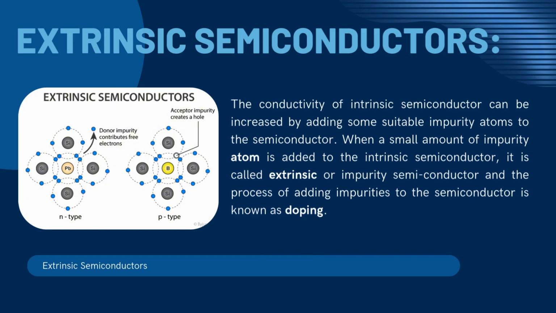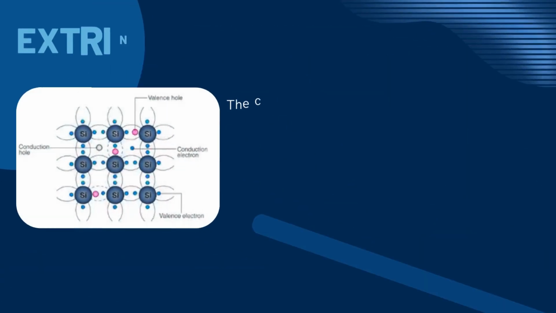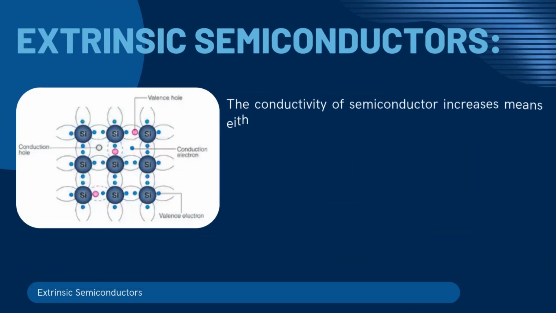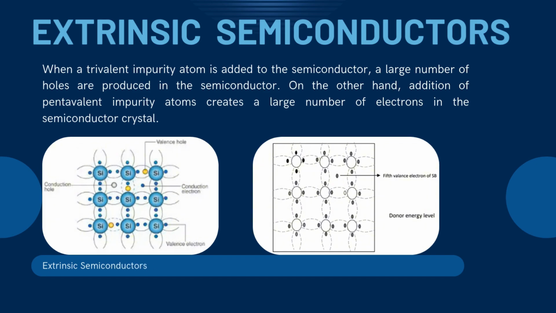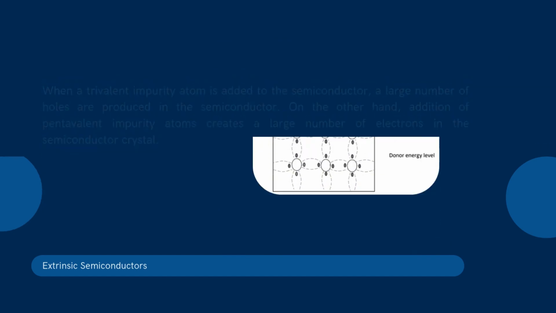And the process of adding impurities to the semiconductor is known as doping. The conductivity of a semiconductor increases means either the number of free electrons or holes increases in the semiconductor crystal. When a trivalent impurity atom is added to the semiconductor, a large number of holes are produced. On the other hand, addition of pentavalent impurity atoms creates a large number of electrons in the semiconductor crystal.